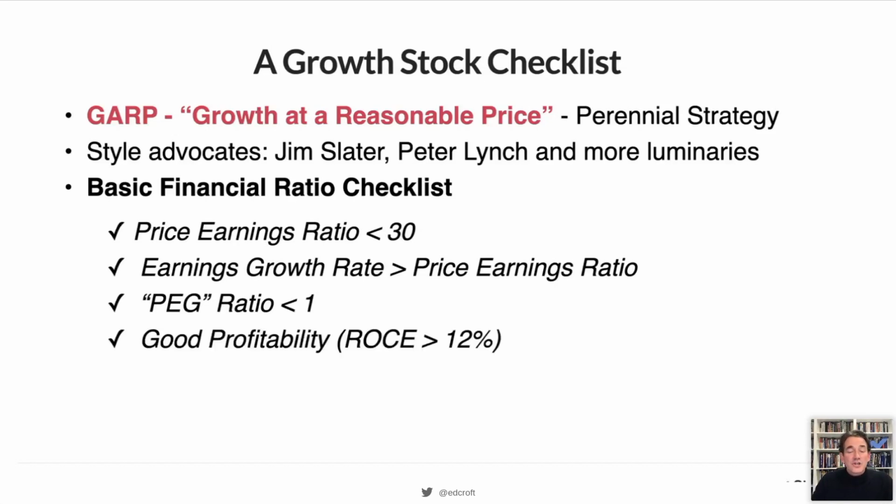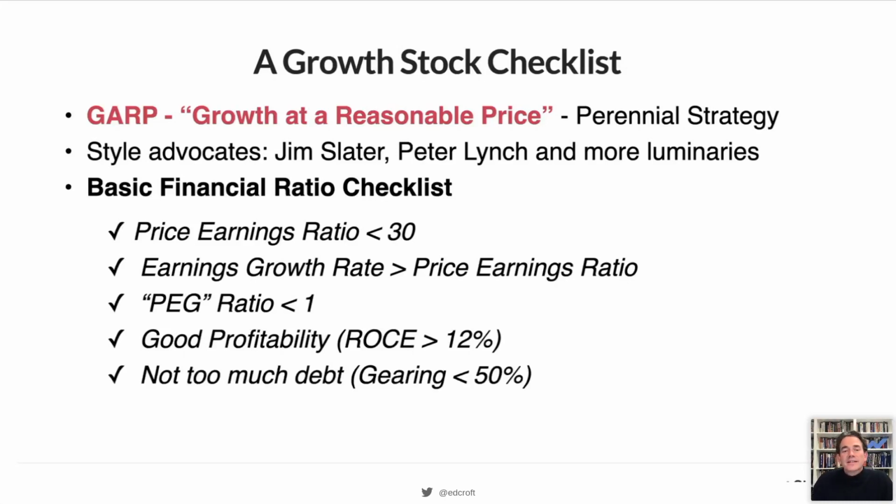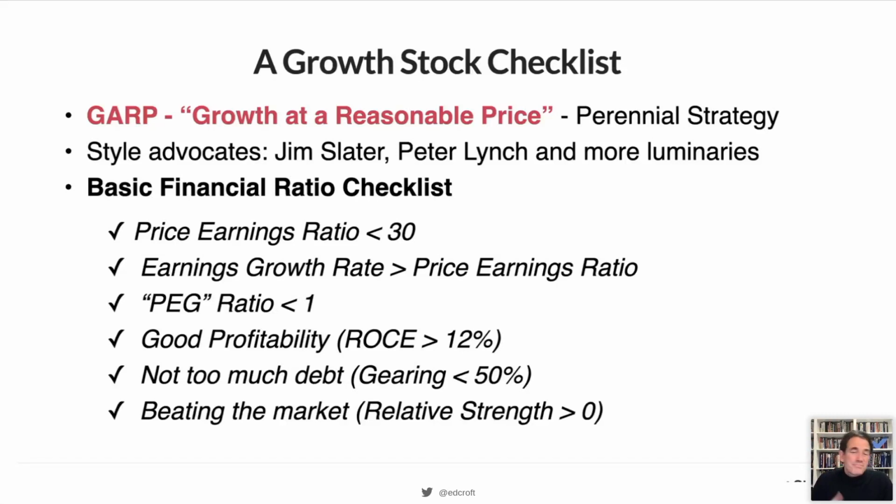And for good profitability, I always like to look for a return on capital greater than 12%. Not too much debt. So Jim Slater liked to look for the gearing ratio, or debt to equity, lower than 50%, and beating the market. Okay, relative strength above 0, like above the index. So these are just some ideas. Again, we'll do a survey to see if you want to go into more detail on these kinds of things, because I know my dad tells me I go far too fast and I get too excited. It's too much to cover.